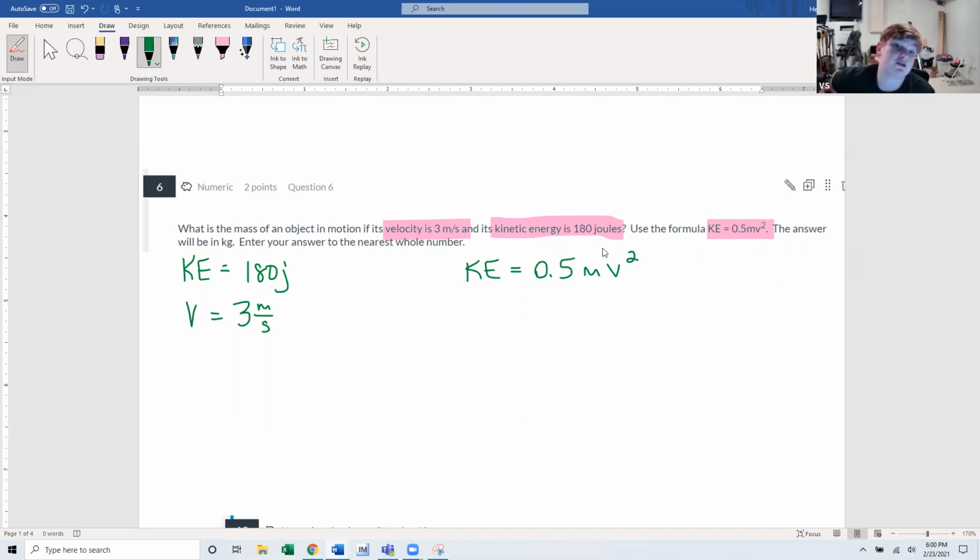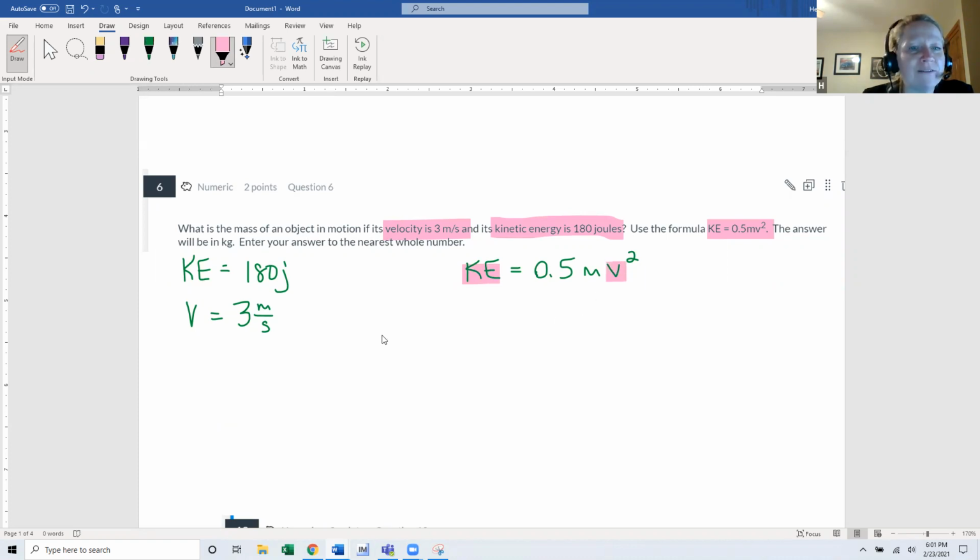The answer would be in kilograms, right? The unit's gonna be kilograms. What is it that we're actually trying to find? We know KE, kinetic energy, and you told me that we know V, velocity. So what is it we're trying to find? Mass. Right here it says, what is the mass? And you're right. We're trying to find it in kilograms. So we want to know mass, and it's going to end up being in kilograms.